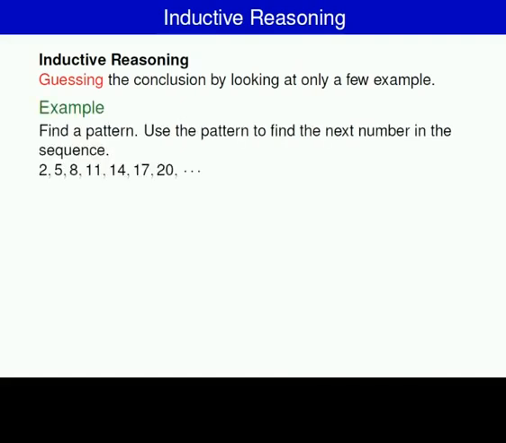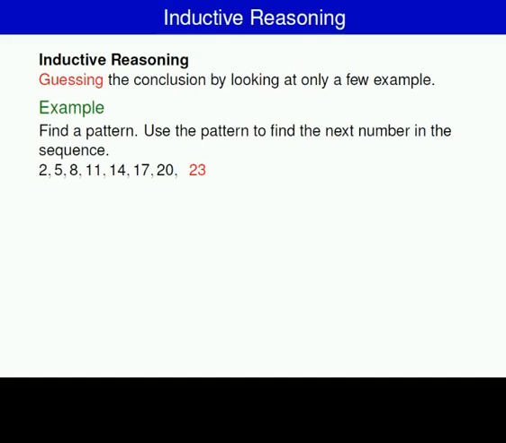So here's an example. Find a pattern for this sequence of numbers and use that to get the next number in the sequence. If we look at the difference between any two consecutive numbers, it seems like 3. 2 plus 3 is 5, 5 plus 3 is 8, 8 plus 3 is 11, likewise. So to get the next number in the sequence, we have to add 3 to 20 and we get 23.